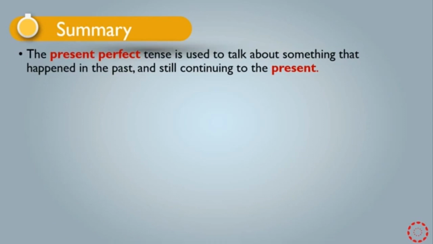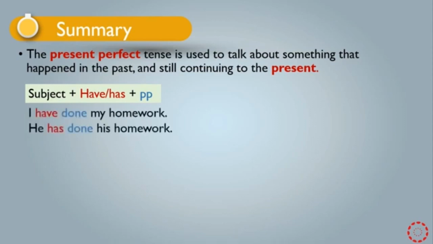We have a summary of all of the subject. The present perfect tense is used to talk about something that happened in the past and is still continuing to the present. For example, the general rule: we have subject, have or has, and PP, the past participle. For example, I have done my homework, or she has done her homework. He has done his homework.